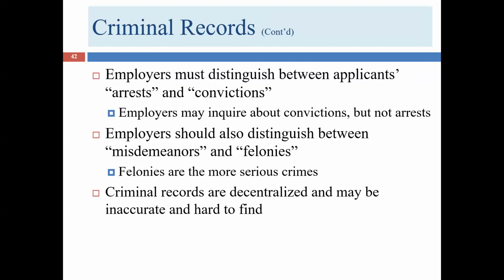Criminal records in the United States are very decentralized. It is almost impossible to absolutely confirm a person's criminal record. For example, I may live my entire life in Collin County, but I may have taken a vacation trip to Hawaii, and while I was there, I might have been charged with a misdemeanor. Well, that criminal record isn't going to show in Collin County. It's going to show in whatever county I was in Hawaii.